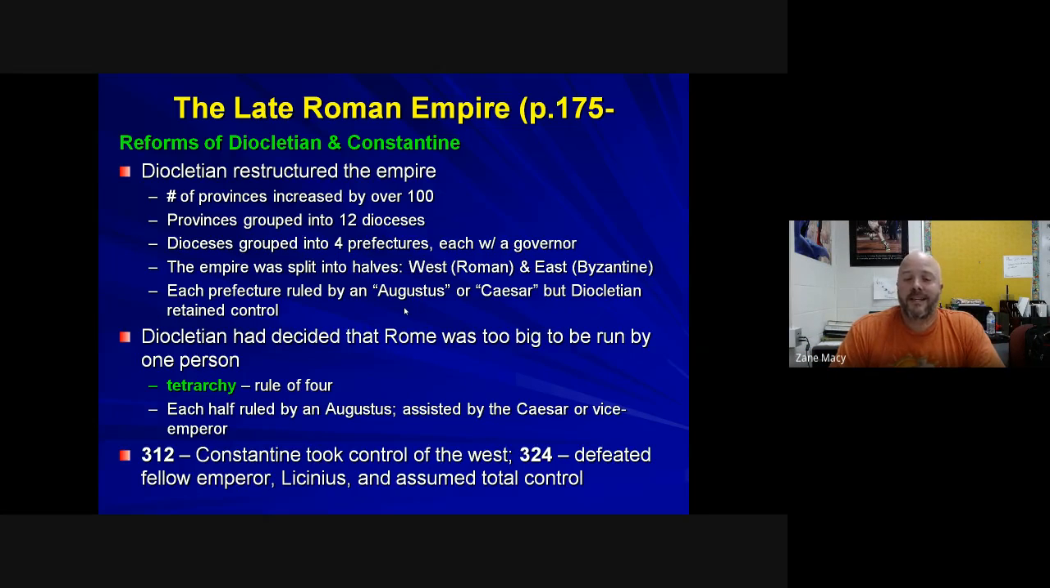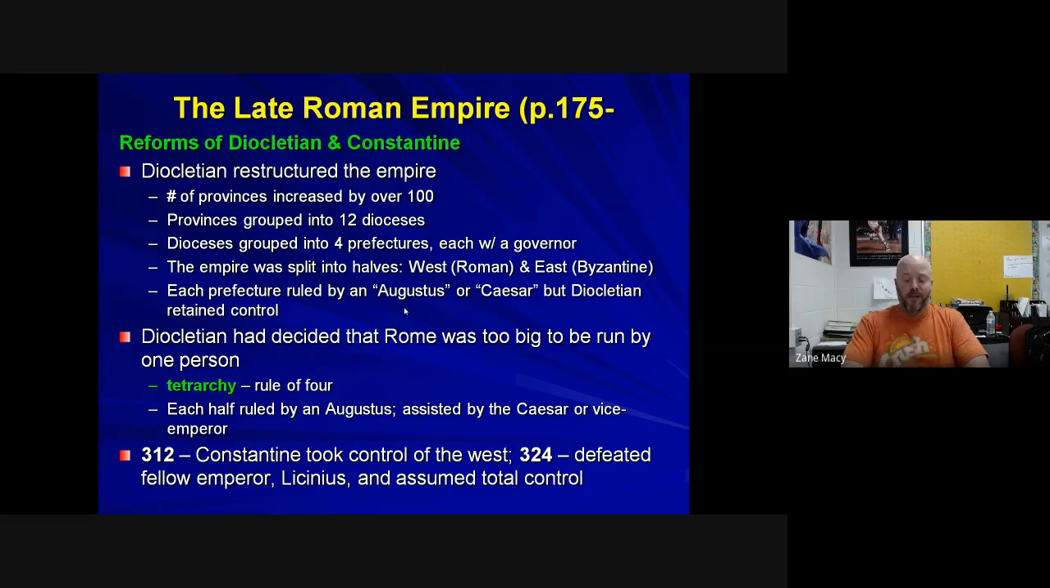Now, like I said, he had decided that Rome was too big to be run by one person. He created a tetrarchy, the rule of 4. Like I said, each half would have an Augustus and a Caesar. Augustus would reside in one prefecture, Caesar would reside in the other prefecture, and then in the other half of the empire, you would have one Augustus and one Caesar, like a president and a vice president. In 312, Constantine ends up taking full control of the West.